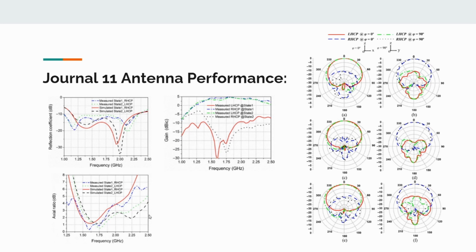So next is the Journal 11 antenna performance. For the performance, the reflection coefficient here shows the measured and simulated reflection coefficient for both modes, state 1 for RHCP and state 2 for LHCP. A large 10 dB impedance bandwidth of 80% from 1 to 2.35 GHz is obtained. Since the actual value of the equivalent circuit for the diode may differ from the labeled value, the loading effect will also be different. Thus, there is some discrepancy between the simulated and measured results.